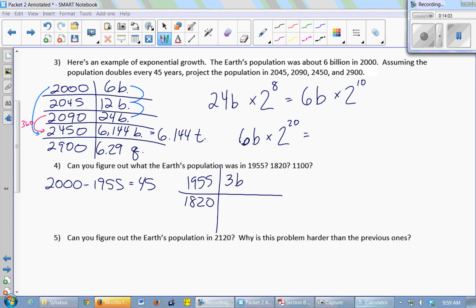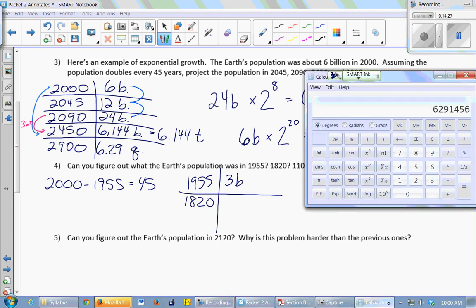How many years ago was 1820 from the year 2000? 180? Yeah, 180. How many sets of 45 is that? 4? Yeah, it's 4. So I would have to divide 6 by 2 four times. So I could just do it out.